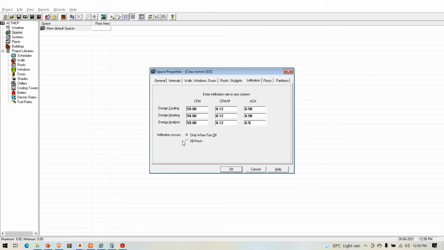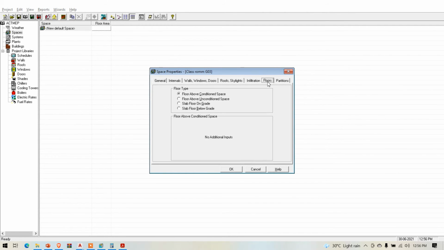Okay, and the infiltration occurs either only when the fan is off or all hours, which means whether in air conditioning running time as well as fan running time, out of 24 hours every hour we are going to consider, that is all hours. If it is only when the fan is going to rotate, then we need to consider that time. Okay, that is called your infiltration. So now infiltration is done.